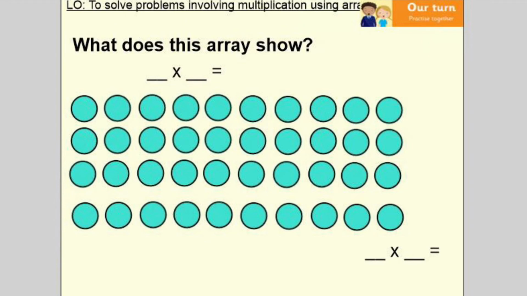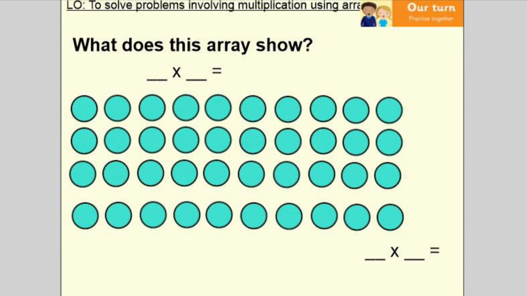Okay, let's try this one. Let's count how many we've got going down. 1, 2, 3, 4. And now let's count across. 1, 2, 3, 4, 5, 6, 7, 8, 9, 10. So 4 down, 10 across. That means the two numbers that we need to put in both of our multiplication sentences, but just in a different order, are 4 and 10.